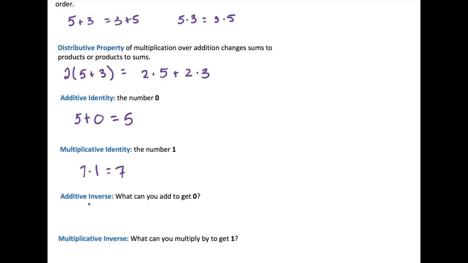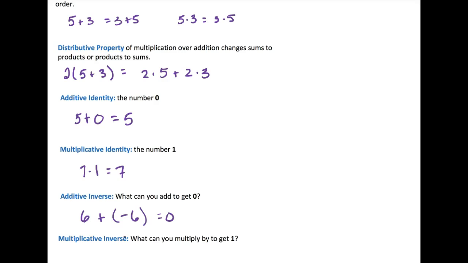So the next is the additive inverse, which follows from the additive identity. What can you add to a number to get 0? And that is always going to be the opposite, or the negative of the number. So for 6, what would we add to that to get 0? Well, we would add negative 6, and that would give us 0. So additive inverse is what you can add to something to get 0.